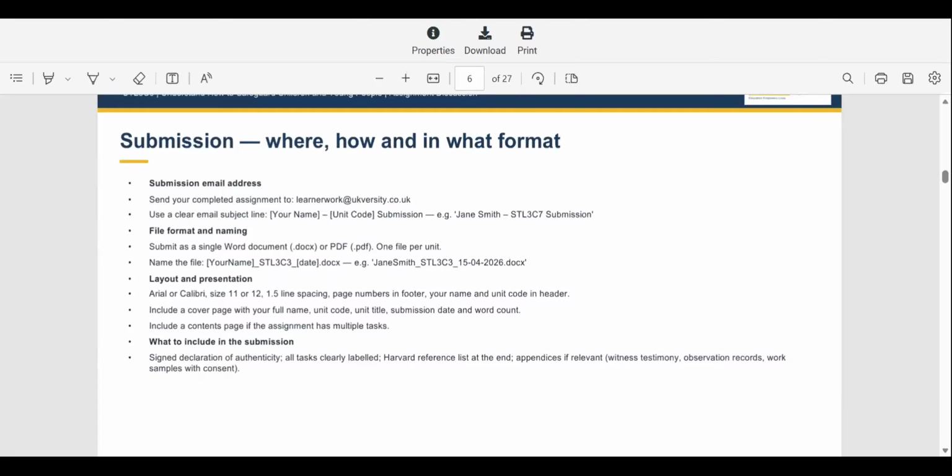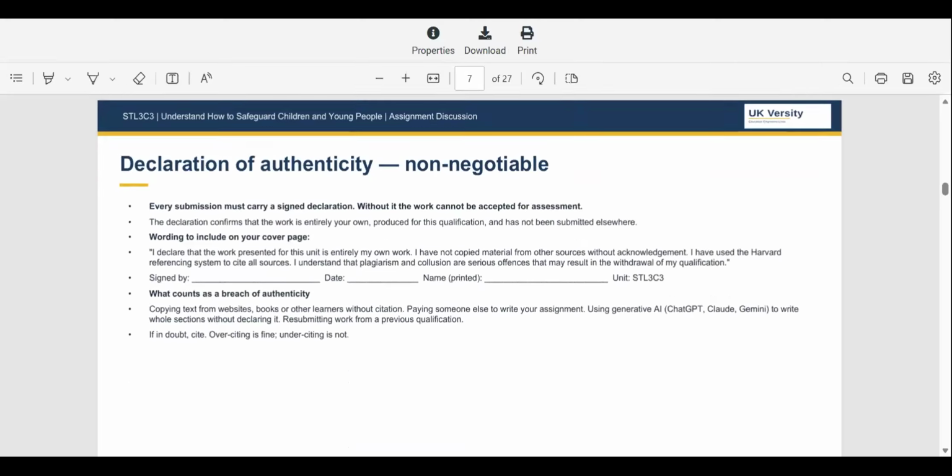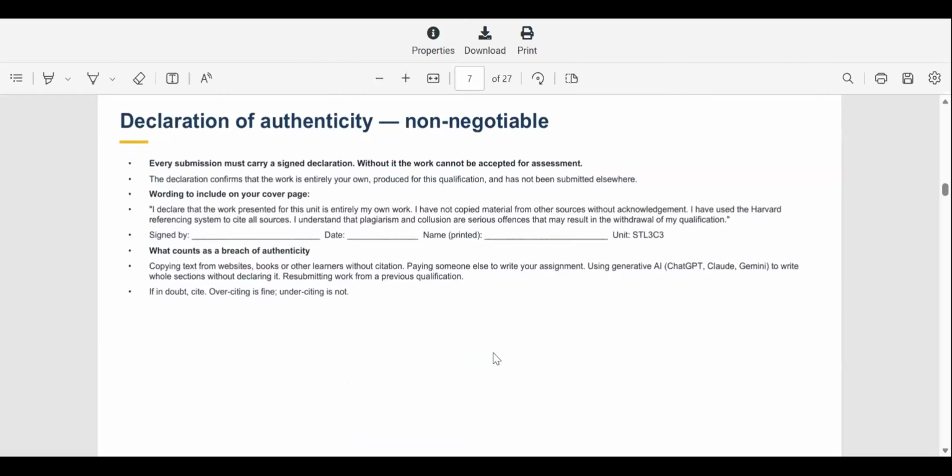Layout and presentation: Arial or Calibri, size 11 or 12, 1.5 line spacing, page numbers in the footer, and your name and unit code in the header. Include a cover page with your full name, unit code, unit title, submission date, and word count. Include a contents page if the assignment has multiple tasks. What to include in the submission: a signed declaration, all tasks labelled, Harvard referencing at the end, and appendices. Now, the declaration of authenticity is to declare that the work you've submitted, Christine, is your work.